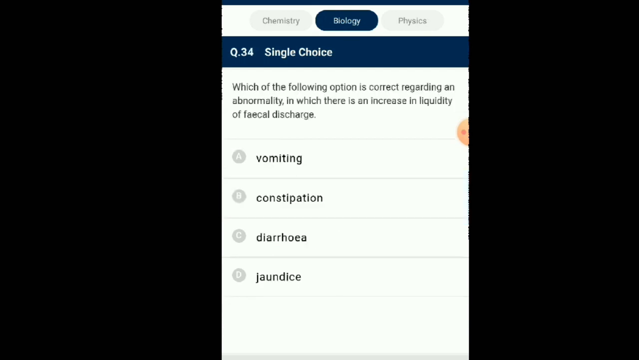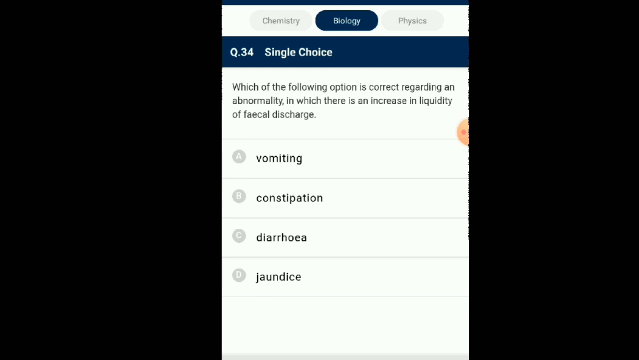Question number 34. Which of the following options is correct regarding an abnormality in which there is an increase in liquidity of fecal discharge? Diarrhea is a medical condition in which abnormal frequency of bowel movement and enhanced liquidity of the fecal matter can be observed. It also reduces the absorption of food. If it lasts for a few days, it can result in dehydration.